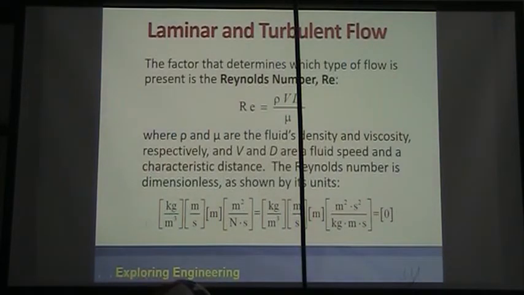Okay, so they show you this is rho, the density, velocity, meters per second. Characteristic distance is in meters. Our viscosity, you'll notice they flipped it upside down from what they showed us before, where it was Newton seconds per square meter. Now it's meters squared divided by the quantity Newton seconds. Why did they do that? Because mu was being divided into this other stuff, so to make it come out right, they flipped it upside down. All right, so when we go through that, it turns out to be dimensionless.